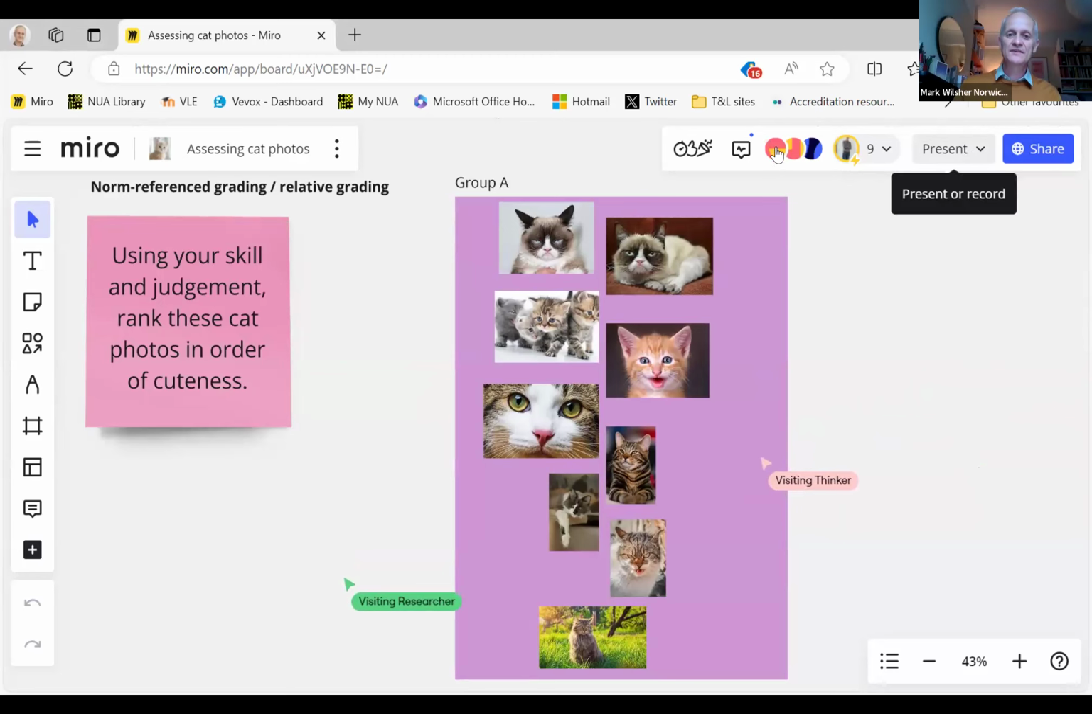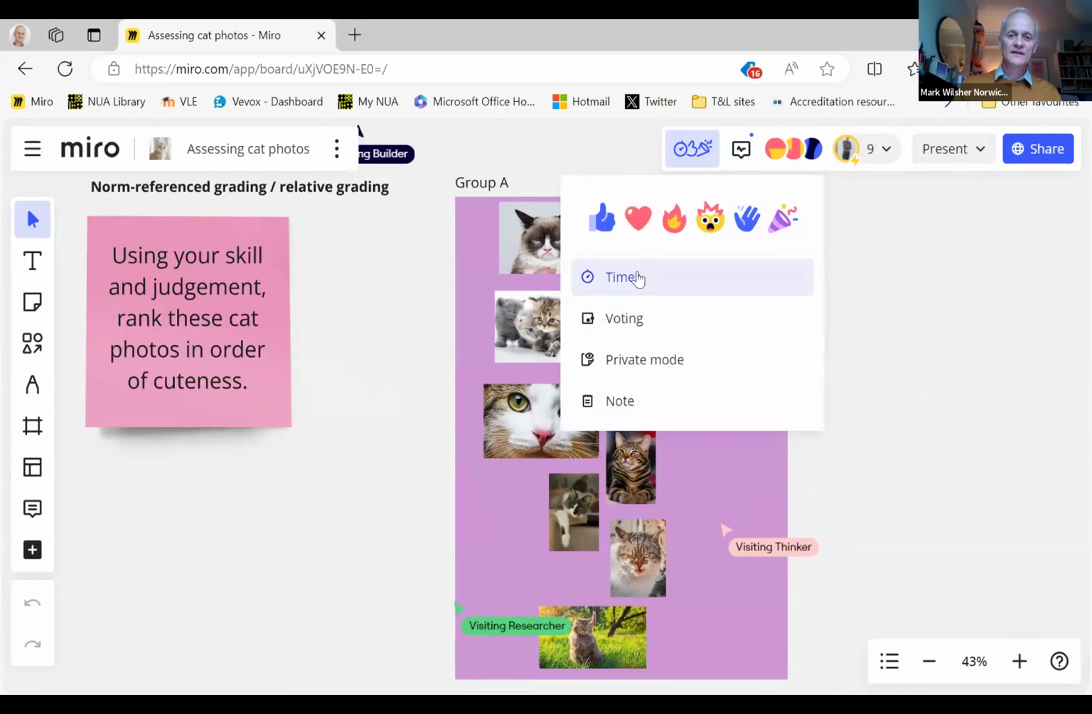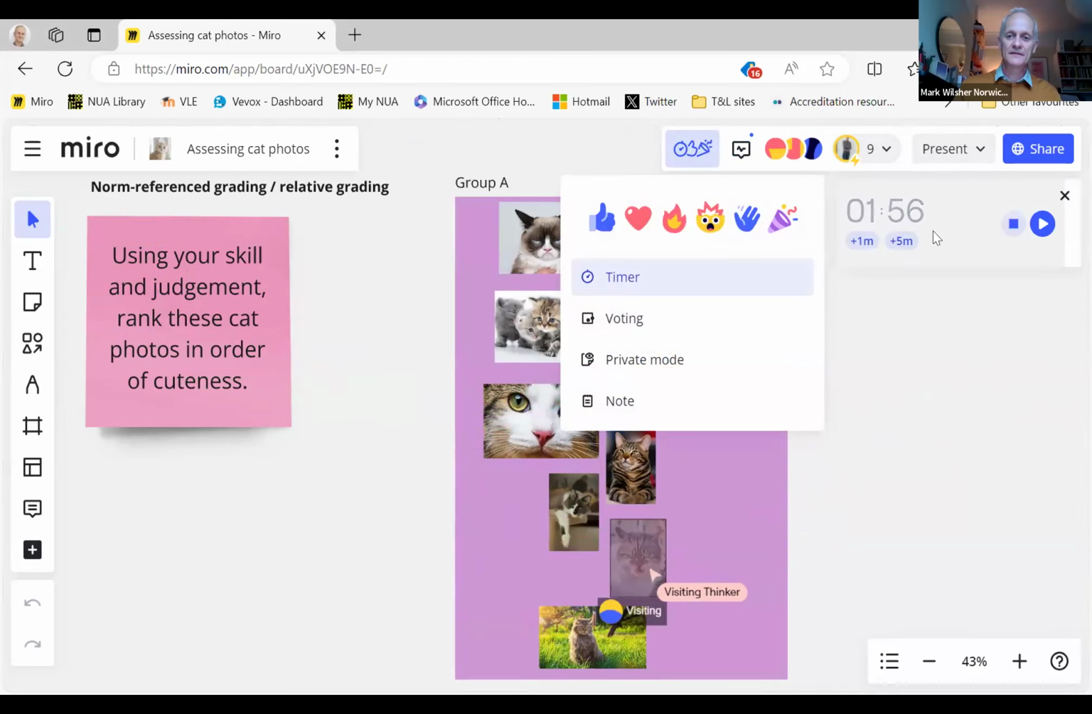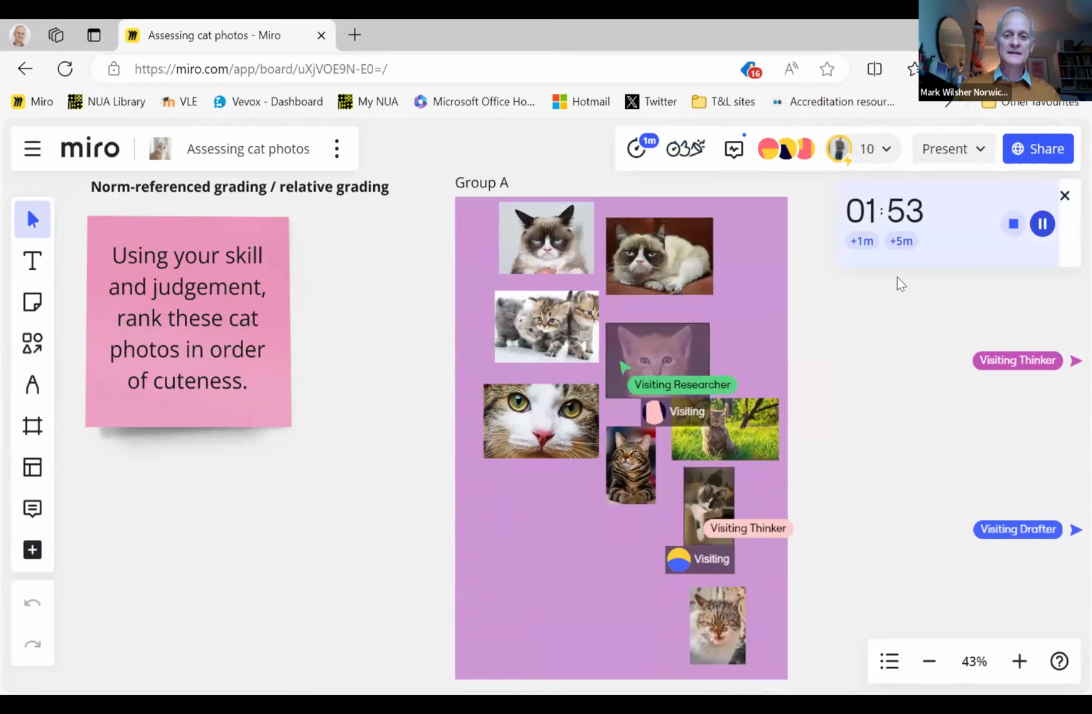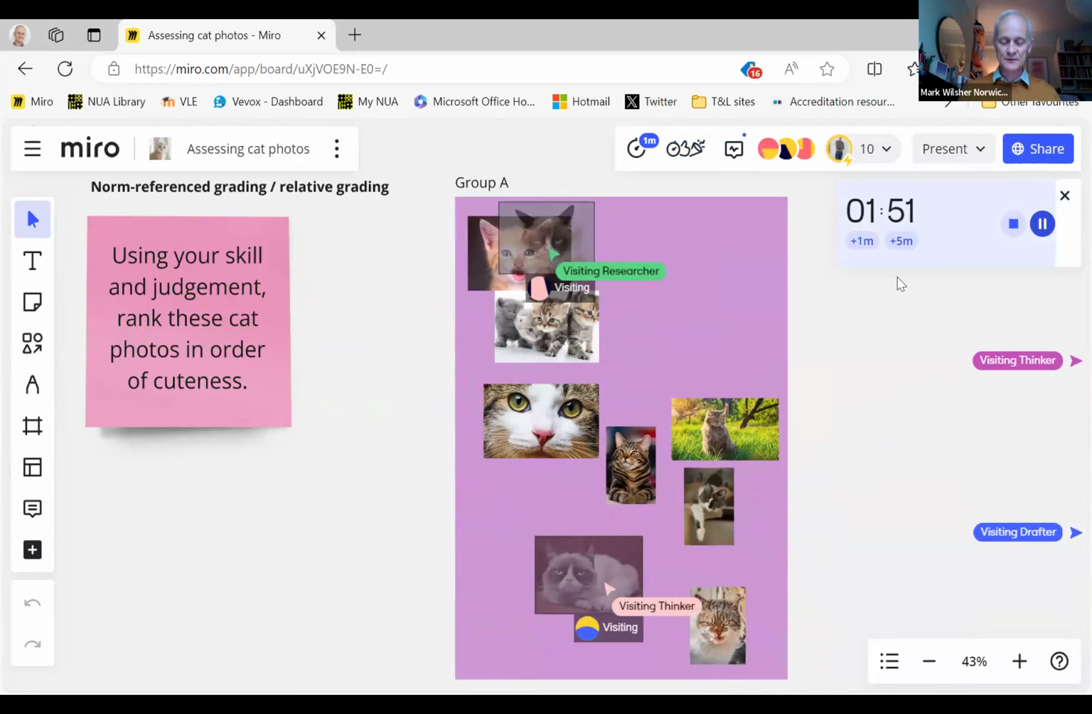Now using your skill and judgment, I'm going to give you 2 minutes to sort these cats in order of cuteness. Off you go. You should be able to pick them up and drag them and move them around and put them in order of cuteness.